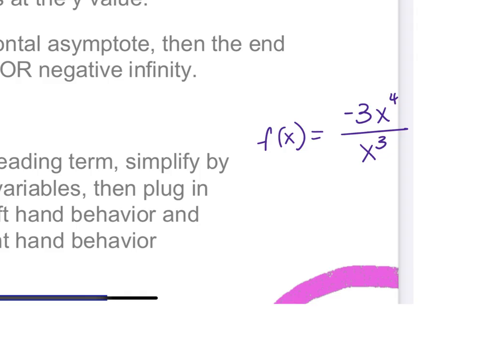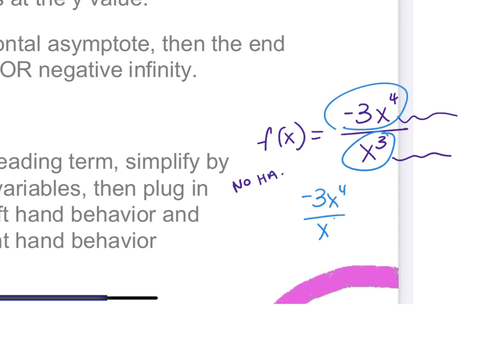So even if there's extra terms after this, there could be several terms in each one. I'm looking at the highest ones, right? 4 is bigger than 3, which means there's no horizontal asymptote. So I grab just the leading term, negative 3x to the fourth and x to the third. All right. So we grab just the leading term in the top and the leading term in the bottom. Then we're going to simplify. So I can cancel out x to the third. This leaves it as negative 3x.